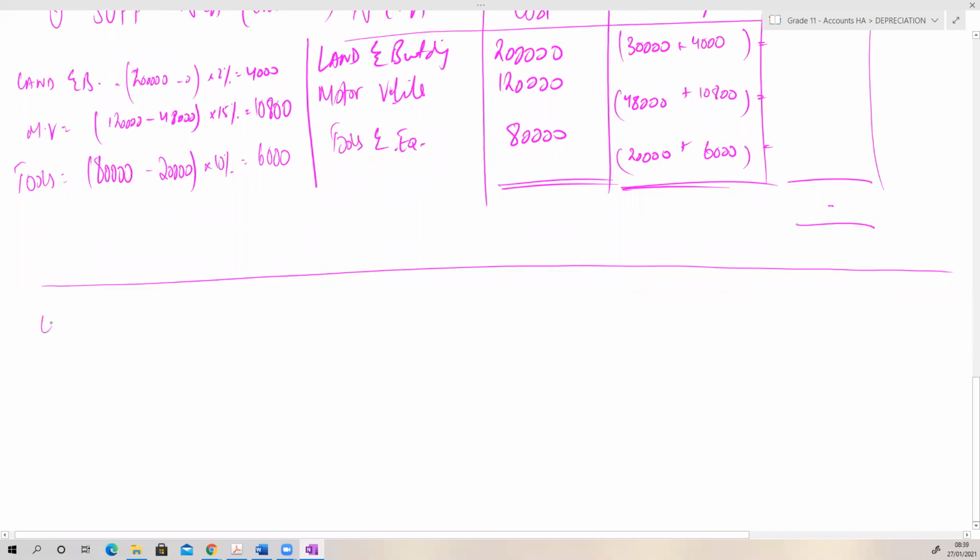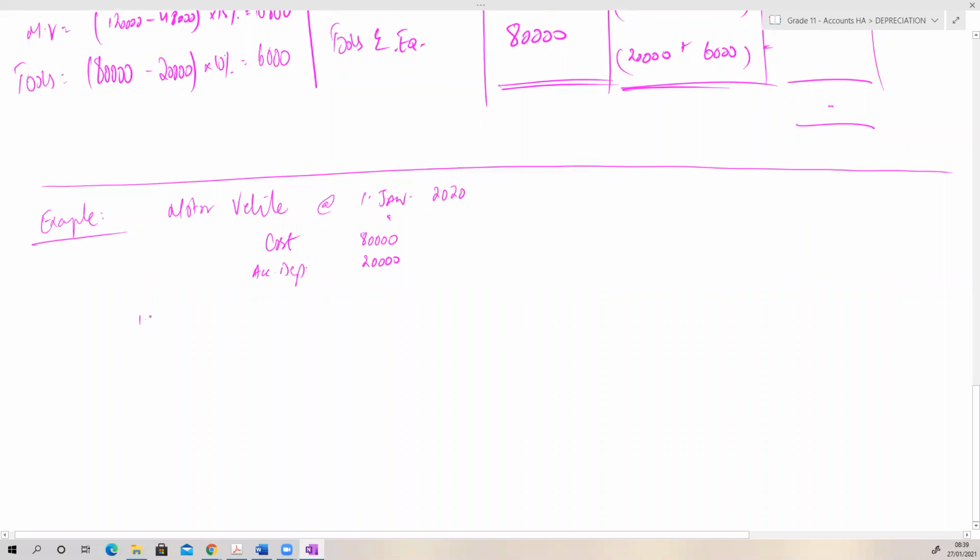We just take an example of one asset today. Let's take it as motor vehicle at 1st January 2020. Cost is 80,000 and accumulated depreciation is, let's suppose, 20,000.